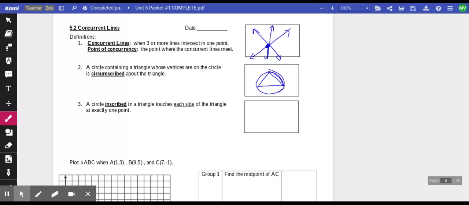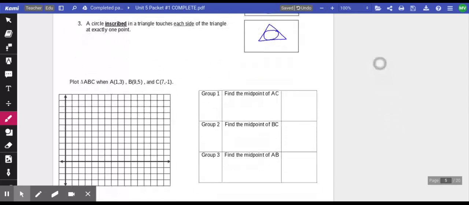A circle inscribed in a triangle touches the triangle at exactly one point. So that means that I have a triangle, and inside the triangle, I have a circle so that each side of the triangle touches the circle, or is tangent to the circle.